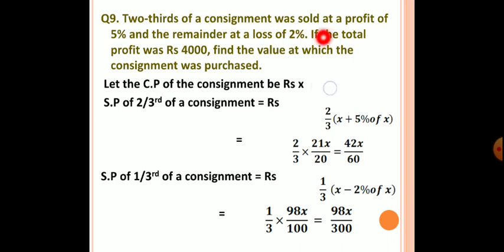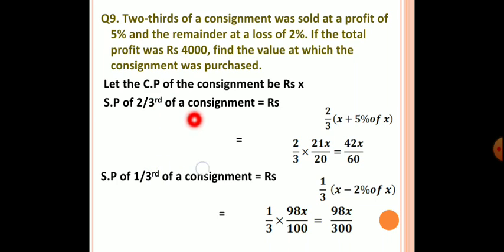2/3 of a consignment was sold at a profit of 5% and the remainder at a loss of 2%. If the total profit was rupees 4,000, find the value at which the consignment was purchased. So let us assume that the cost price of the consignment is rupees x.